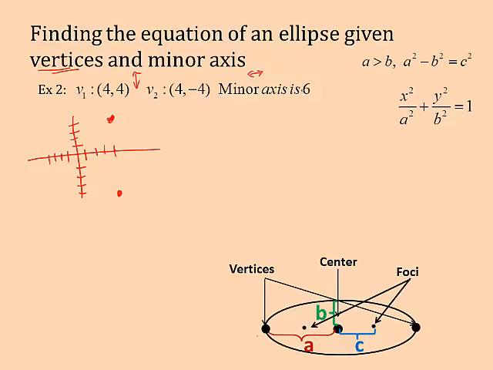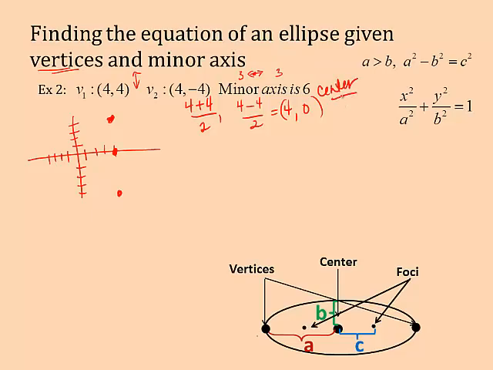Minor axis is 6, so it's going to move 3 in each direction from the center. That's what I'm saying here. So let's figure out what is the center here. Well, what is the middle point between these two vertices? Follow the same rules we did before. x1 plus x2 divided by 2, y1 plus y2 divided by 2. I get 8 over 2, which is 4, and 0 over 2, which is 0. So my center is 4, 0.